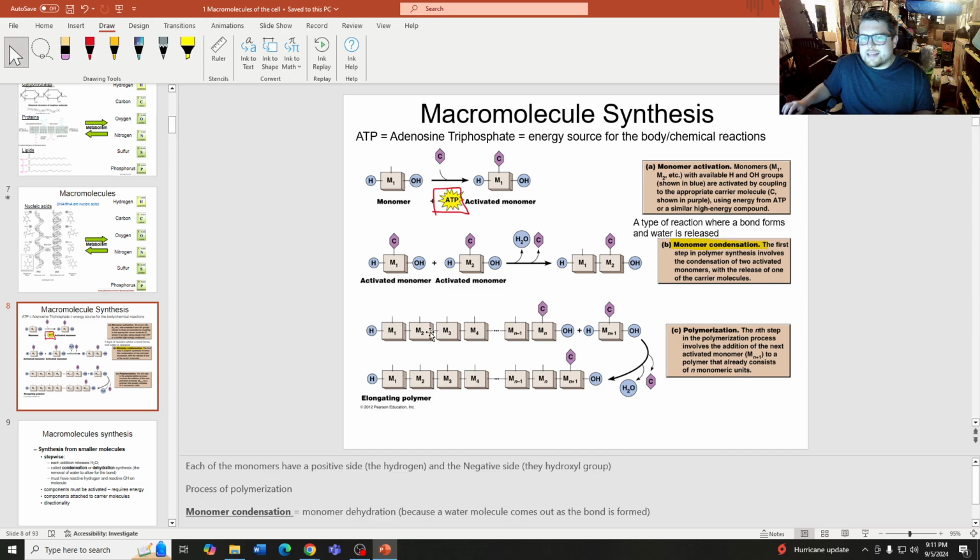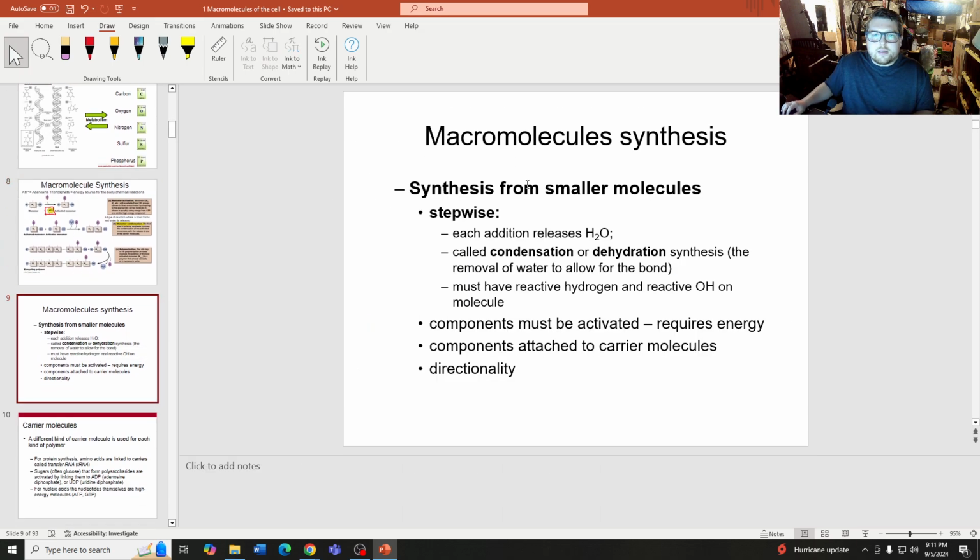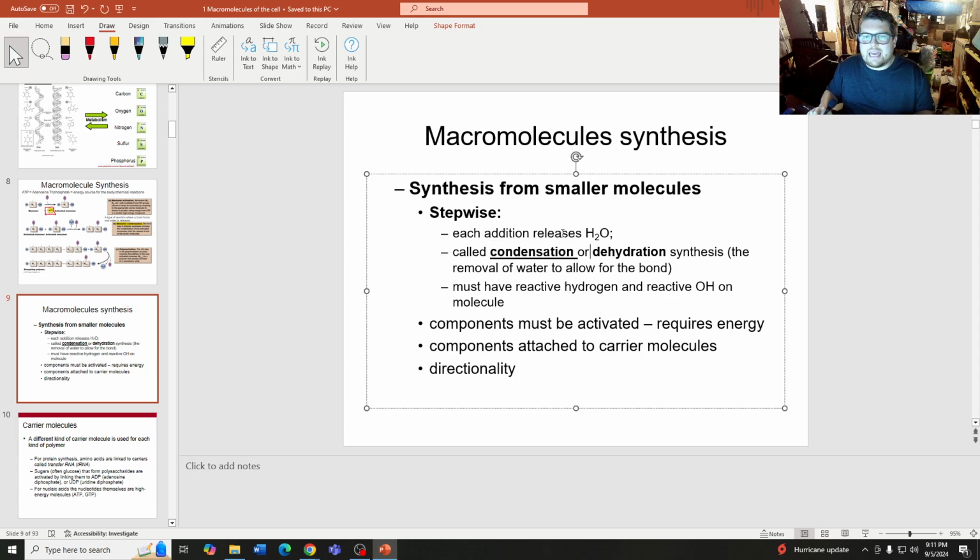And finally, this process just repeats over and over again until it elongates to the correct size. So here's just looking at some of the other steps, some of the key little details. Condensation, aka dehydration. It's two words for the same thing. A condensation reaction equals a dehydration reaction, same thing.